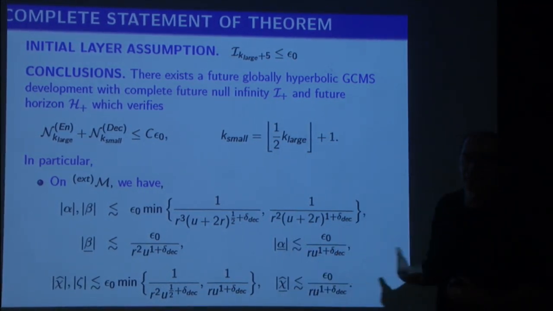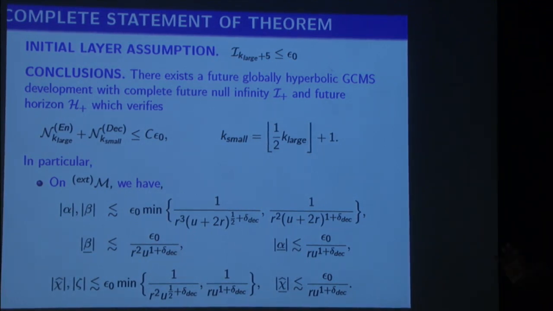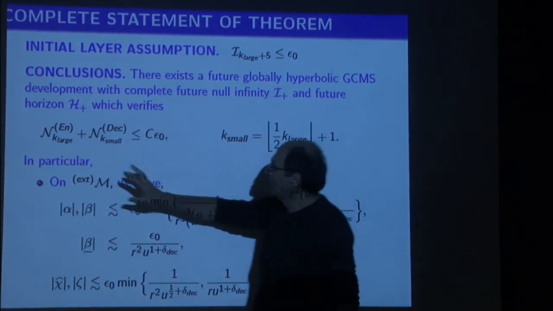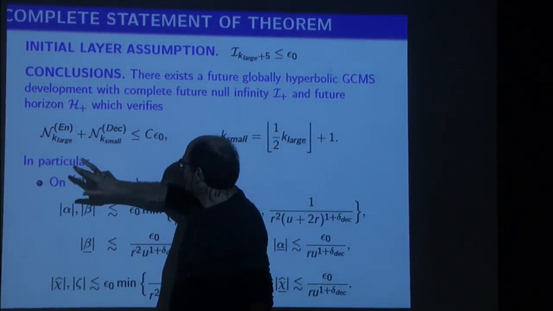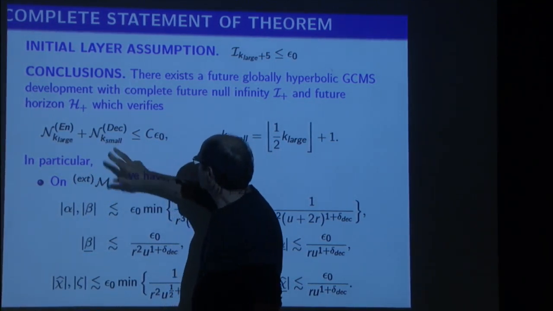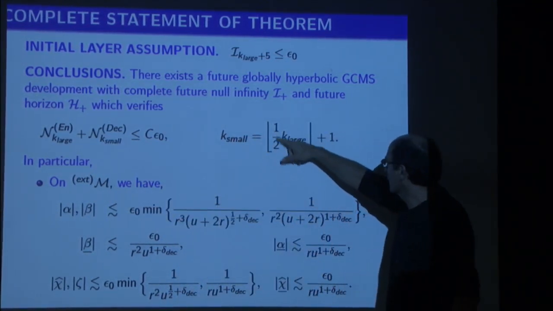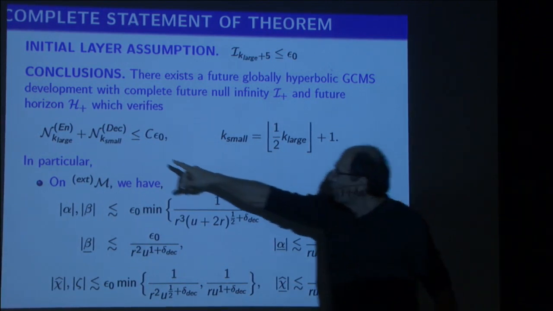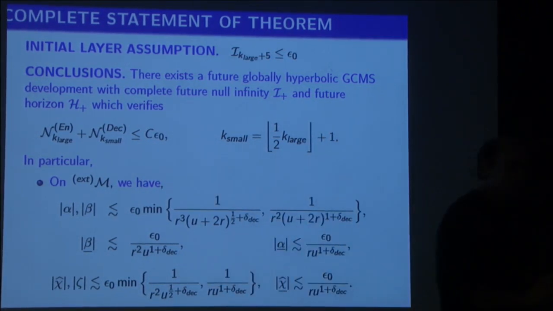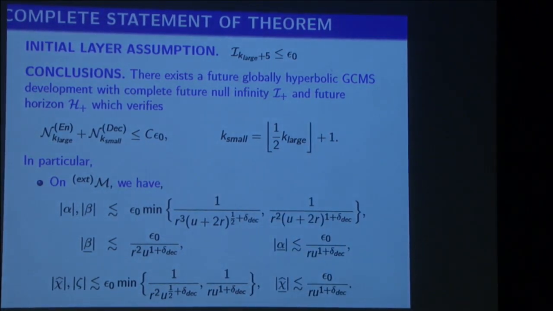So of course, the estimates are essential. But again, I'm not going to describe them in detail. All I want to say is that there is a certain number, k small, which is essentially a half k large plus 1, where you have very precise decay estimates in sup norm. So those are estimates in sup norm.